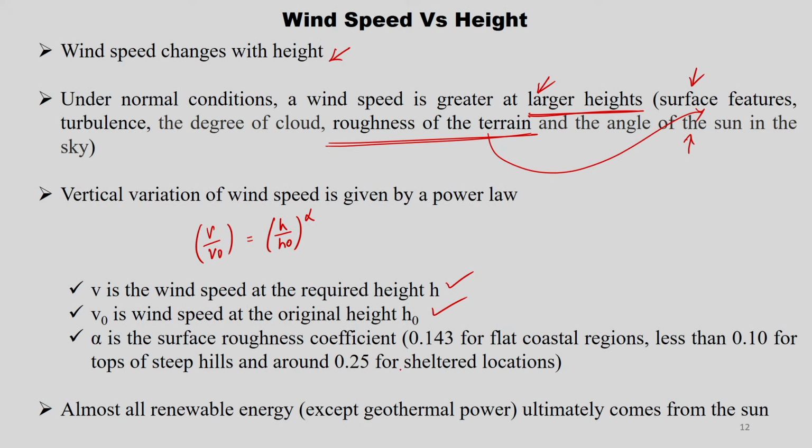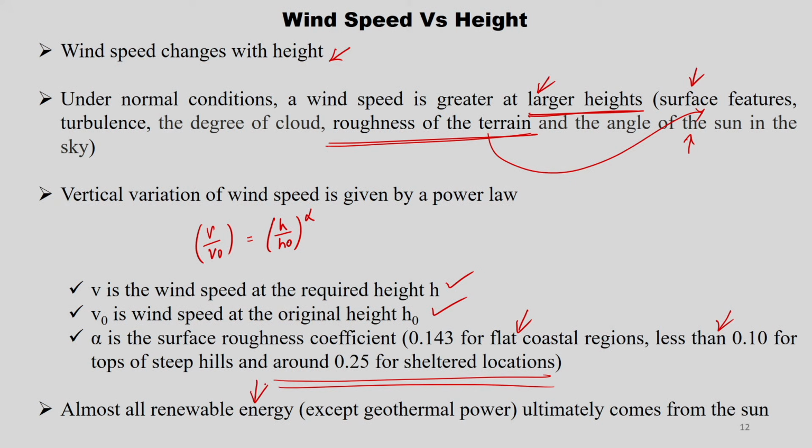Alpha is the surface roughness coefficient. This is given as 0.143 for flat coastal regions, less than 0.10 for tops of steep hills, and around 0.25 for sheltered locations. There are many locations for which alpha is already given by fitting the data, so one can get it in some standard books, which are given in this particular lecture.